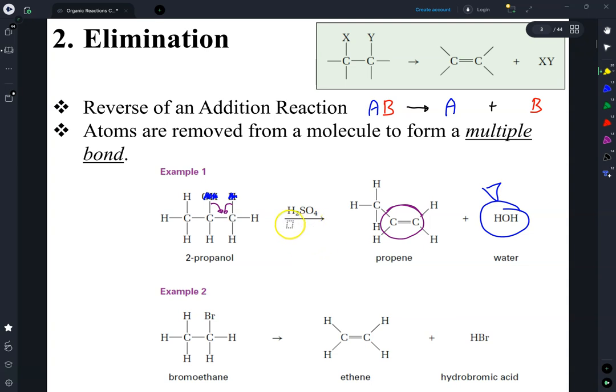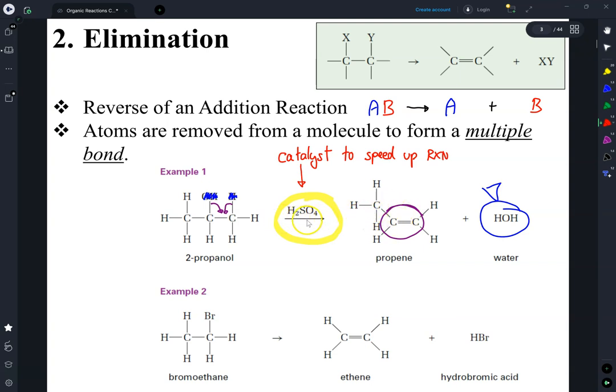Now, you may notice that sulfuric acid is written above the arrow. This is because it is acting as a catalyst to speed up the reaction. So if you recall, catalysts do not participate in the overall net reaction. As such, they are neither written on the reactant side, nor are they written on the product side.